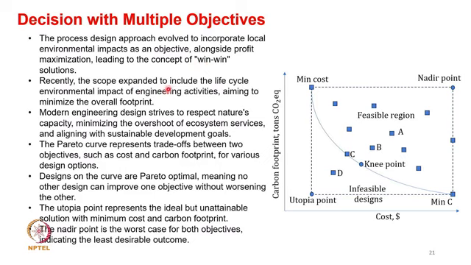Recently, the scope has been expanded to include the life cycle environmental impact of engineering activities, aiming to minimize the overall footprint. So, modern engineering design strives to respect nature's capacity, minimizing the overshoot of ecosystem services and aligning with sustainable development goals. What we see here is a Pareto curve that represents the trade-off between two objectives. One is of course the cost and the other is the carbon footprint in terms of tons of CO2 equivalents.